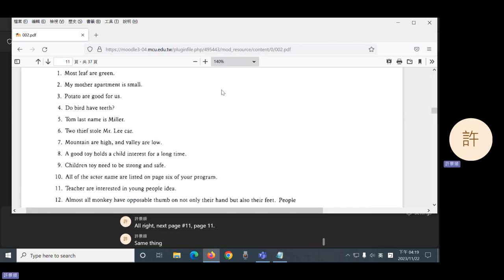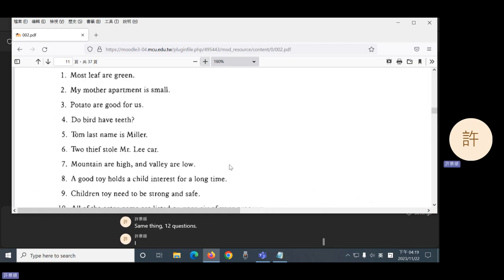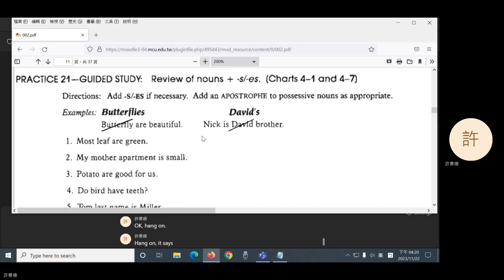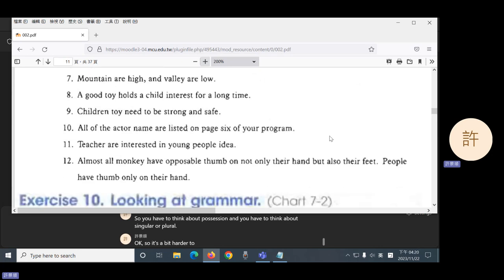Same thing, 12 questions. I think you are getting more and more familiar with this question type. So 12 questions, I'll give you 3 minutes. Okay, hang on. It says add plural if necessary, add apostrophe as appropriate. So you have to think about possession and you have to think about singular or plural. Okay, so it's a bit harder. 12 questions, I'll give you 5 minutes.